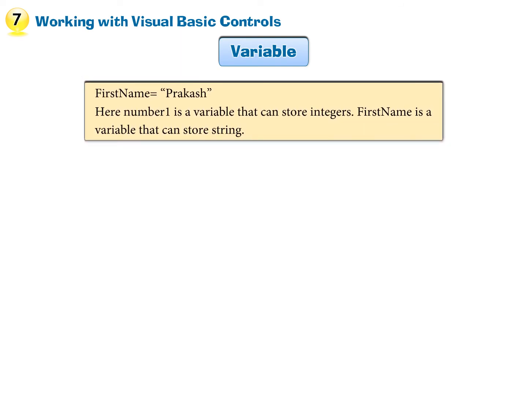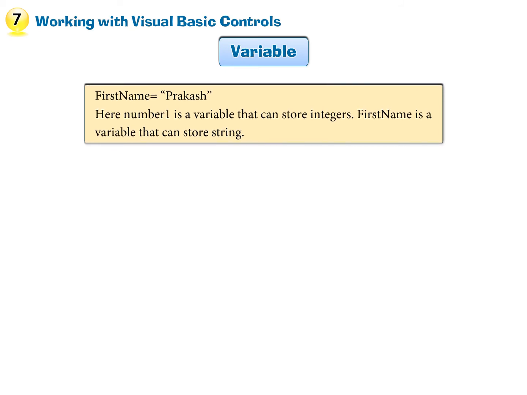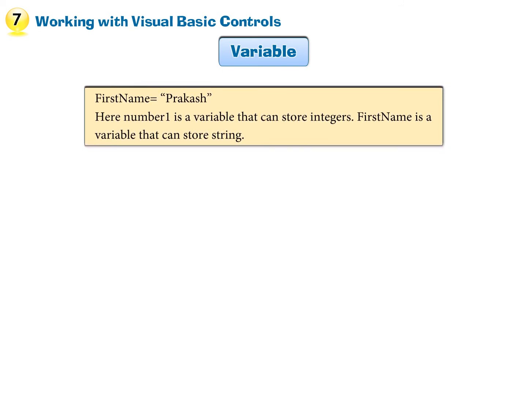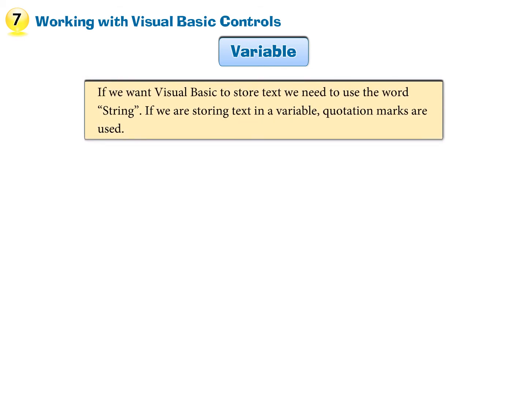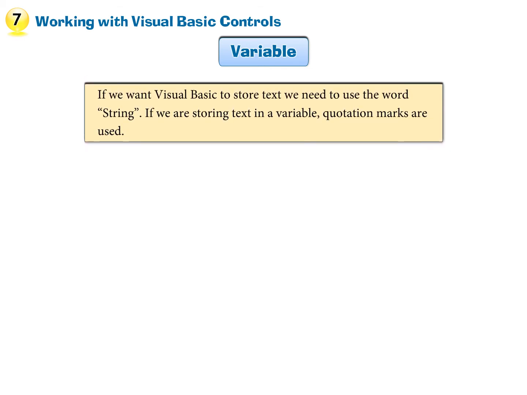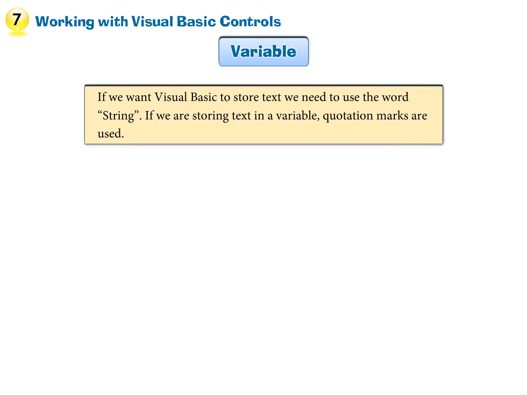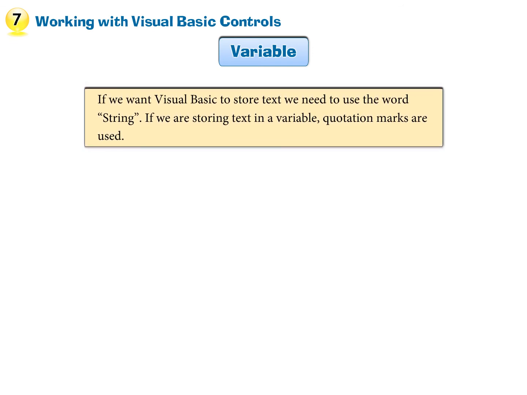Here number1 is a variable that can store integers. firstName is a variable that can store a string. If we want Visual Basic to store text, we need to use the word String. If we are storing text in a variable, quotation marks are used.